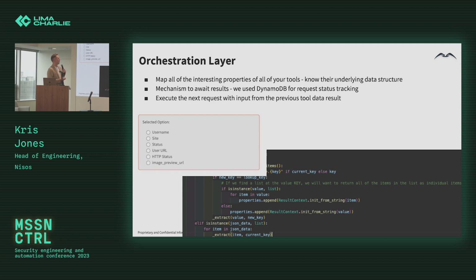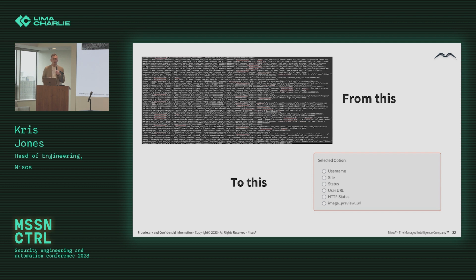So this is a brief example of what that orchestration layer can look like. It's all about mapping the properties that are interesting for you in those results, especially in complex JSON structures. What we're able to do is recursively look through that array of results coming back and pull out the likes of username, site, status, user URL, etc., just by using these one-line properties, writing a bit of recursive Python, nothing over the top and complex, that can go in and grab all of those properties. So from an analyst perspective, you're going from the ugly JSON to a really nice UI, so it's a lot simpler for them to create those automations.